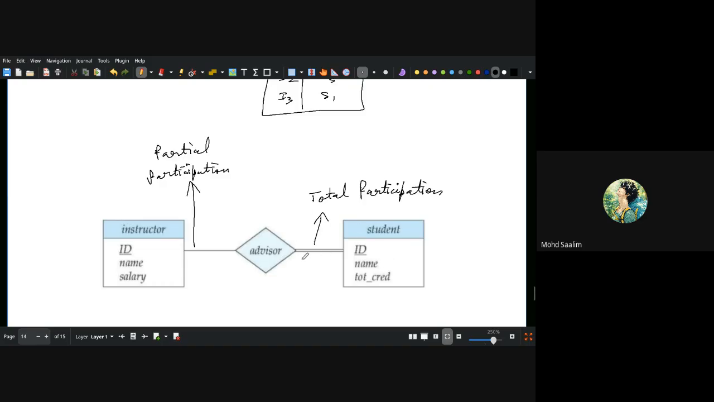But here, there is a total participation, means if there are 15 students, all those 15 student IDs must be present at least once in this advisor relationship. Got it? These simple lines have a big meaning in themselves. One is giving you guarantee and one is not giving you guarantee. Is it clear?